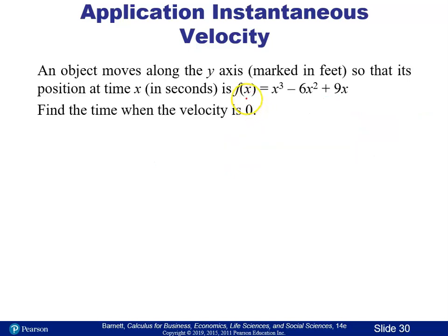All right, so working with, again, this same equation here, our derivative is 3x squared minus 12x plus 9, okay? And we're asked to find the time when the velocity is 0, okay? So we know that the derivative is our velocity function, so we want to know when all of this is equal to 0.